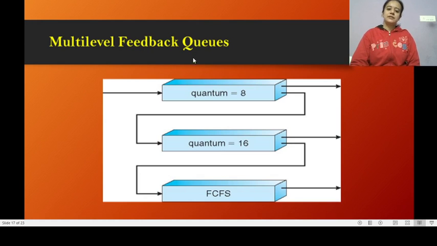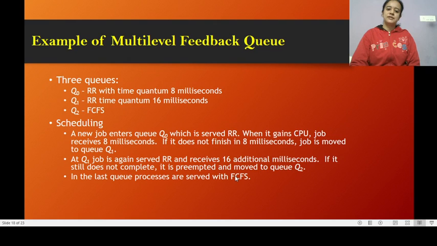This is how it works. Let us take quantum equal to 8 for Q0, quantum 16 for Q1, and first come first serve for Q2. Let us understand this with an example. There are 3 queues. The Q0 queue will be served with round robin, and it has a time quantum of 8 milliseconds. Q1 is round robin with a time quantum of 16 milliseconds, and Q2 will be another queue that will be served in first come first serve fashion.